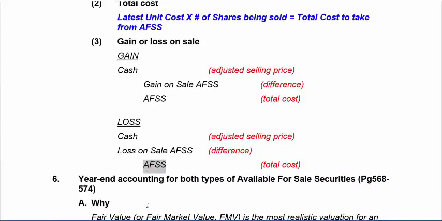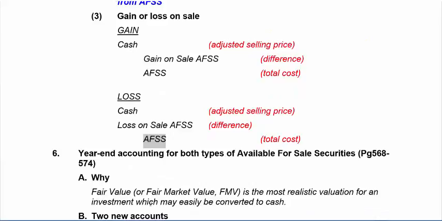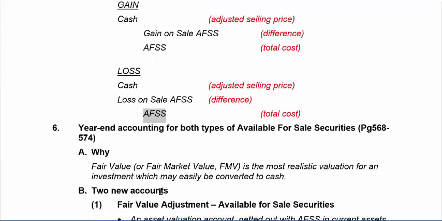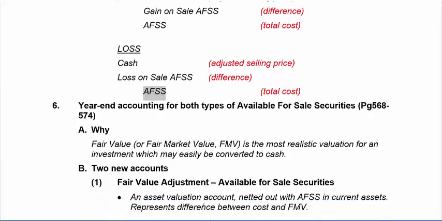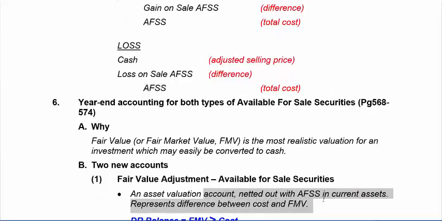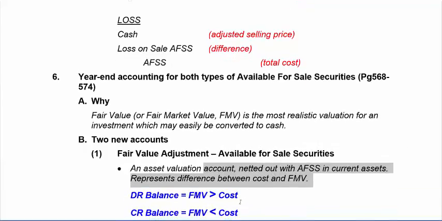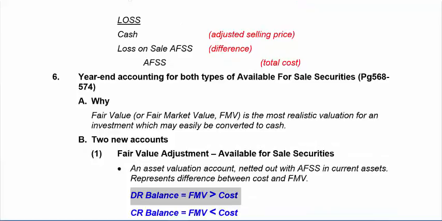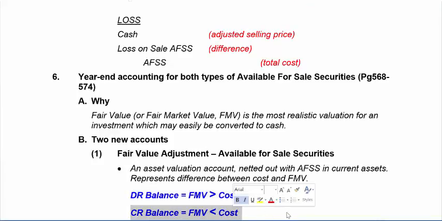So both kinds of securities have special accounting at the end of the period. It's called a fair value or fair market value adjustment, and there's two new accounts. One is called fair value adjustment on available for sale securities. That's an asset valuation account, and you see it right next to available for sale securities up in current assets, and it tells you the difference between your cost and your fair market value. So if it has a debit balance, that means your fair market value is greater than the cost. If it has a credit balance, your fair market value is less than cost. So actually making your assets show up on the balance sheet at what its current fair market value is, regardless of what the original cost was.